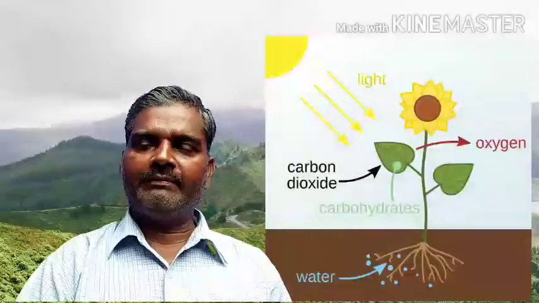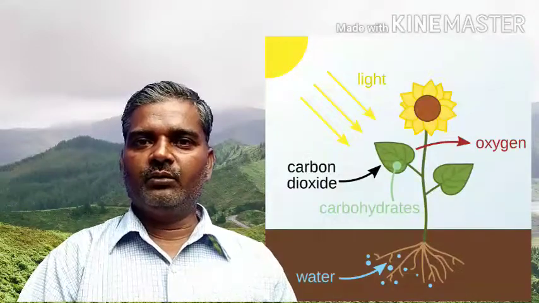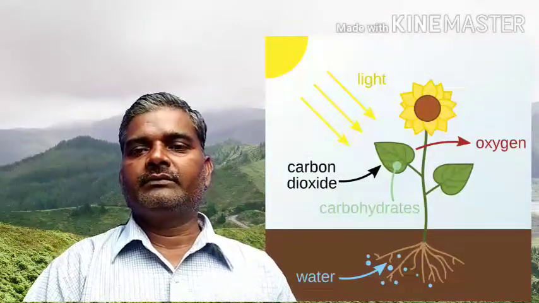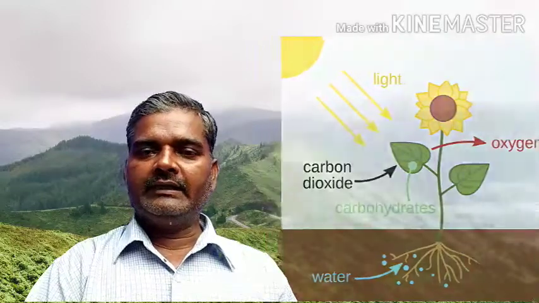The availability of carbon dioxide. You all know, poor availability of carbon dioxide, CO2, lowers the rate of photosynthesis. Availability of water: poor availability of water, H2O, lowers the rate of photosynthesis. And I am explaining an activity to demonstrate that chlorophyll is necessary for photosynthesis.